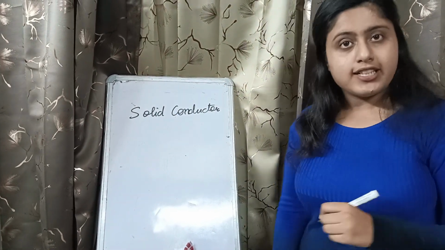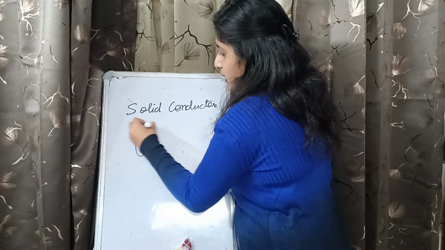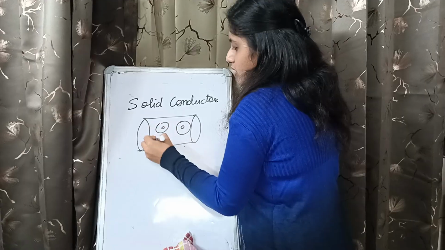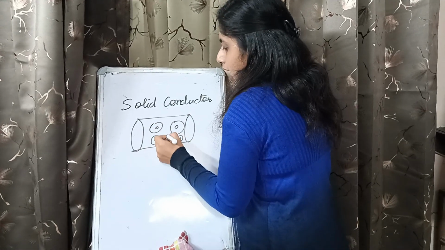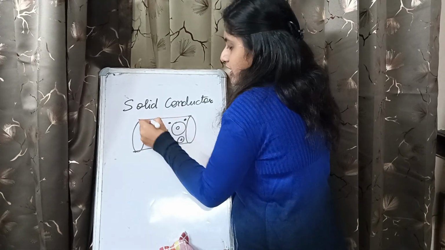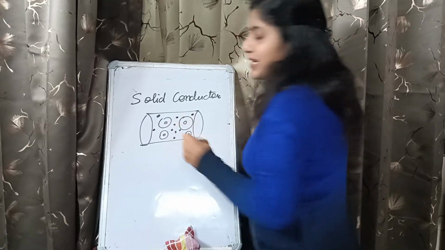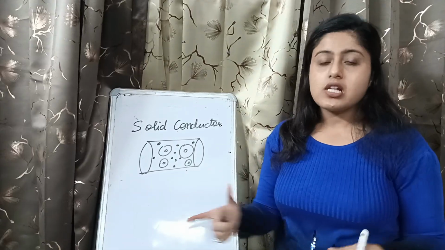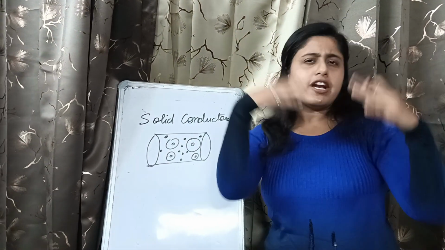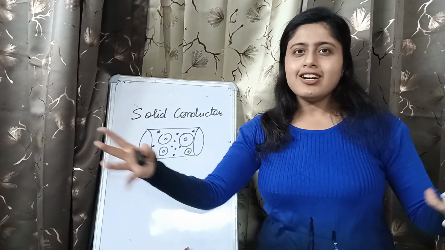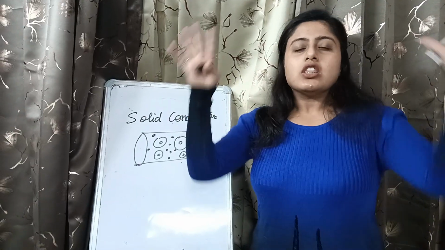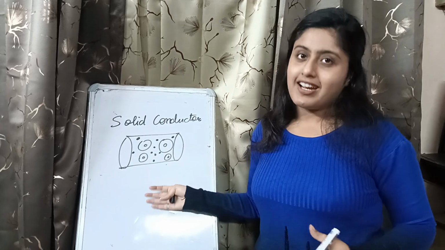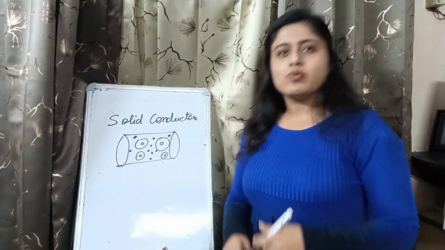In case of a solid conductor, students, basically there are atoms and molecules, and these are the free electrons within the conductor. So these free electrons are the charge carriers, because they move randomly here and there around the conductor, and thus they cover the whole area of the conductor and produce the electric current. Alright students, let's move forward.